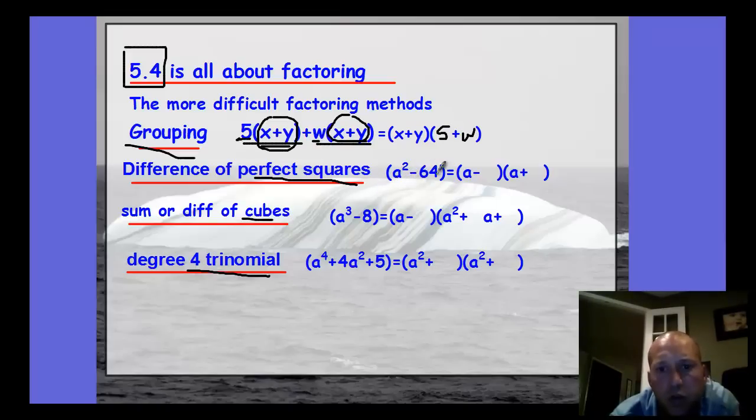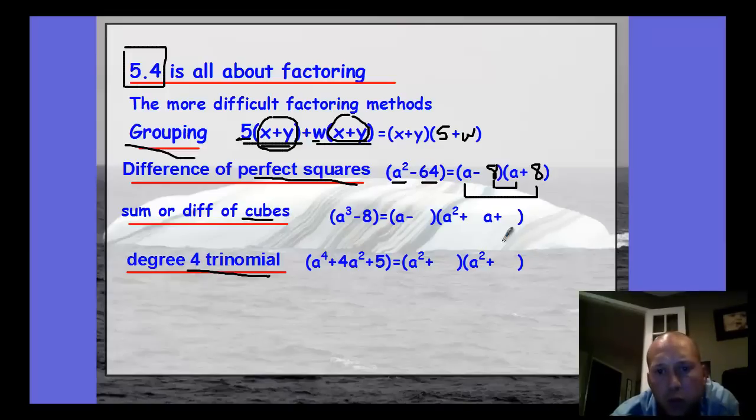Difference of perfect squares. We should recognize this. We have a perfect square and another perfect square. We can square root those, and we'd find a, and then 8 and 8, and then the signs are just opposite. Our OI value here, outside, inside, would be 0. That's why there's no middle term, and we have two terms there.